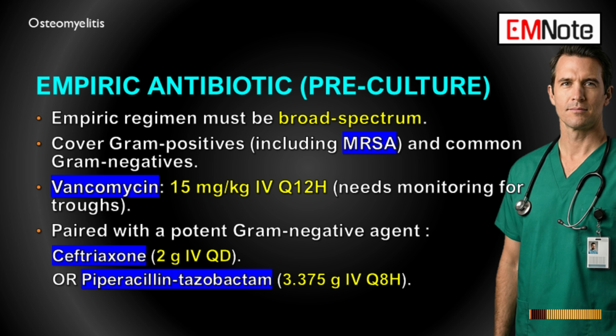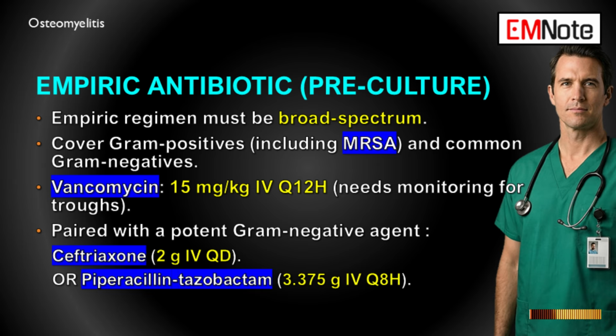So before we have culture results, what's the recommended empiric regimen to cover the necessary spectrum? You need something broad spectrum. It has to cover gram-positives, including MRSA, and the common gram-negatives. That's the baseline. Can you give us a very specific high-yield example regimen and dosing for the listener?